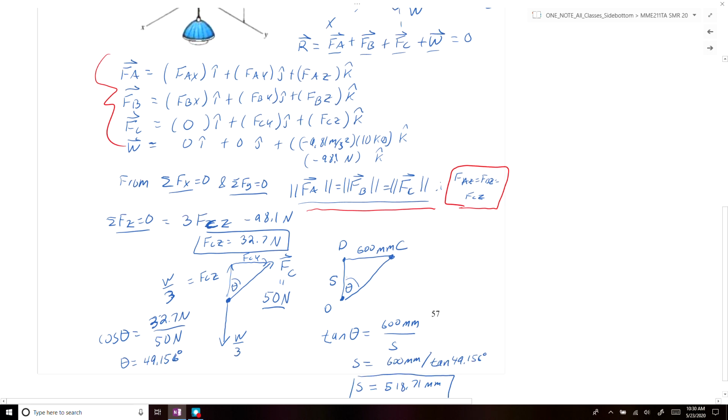And then we looked at the free body diagram at the origin point, and we were able to solve for the angle that our cable would have to be held at using the given 50 newton force and the z component of the weight we just solved for. Using that angle, we could then go back to the original geometry of the problem and use the tangent of that angle with the known length from point D to point C to solve for the height S.